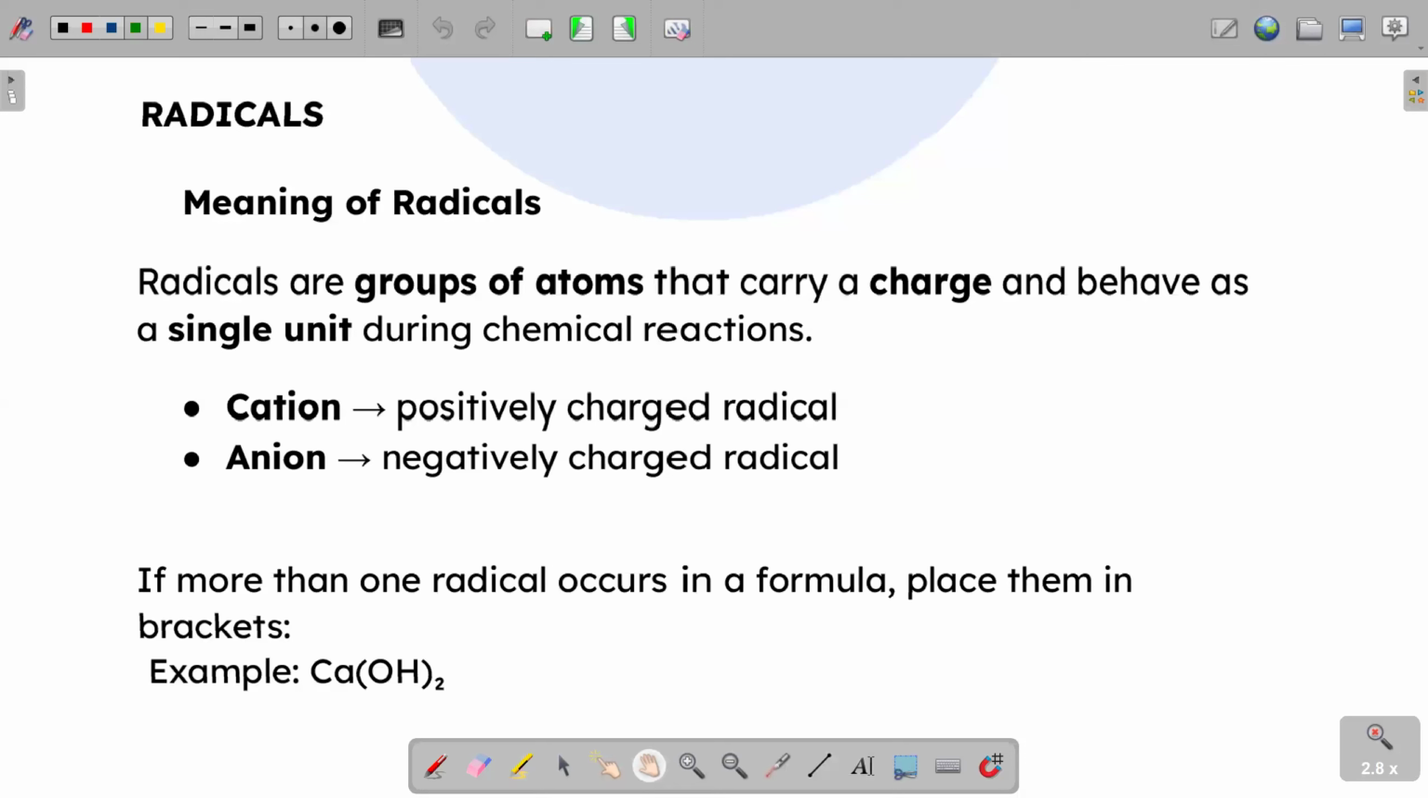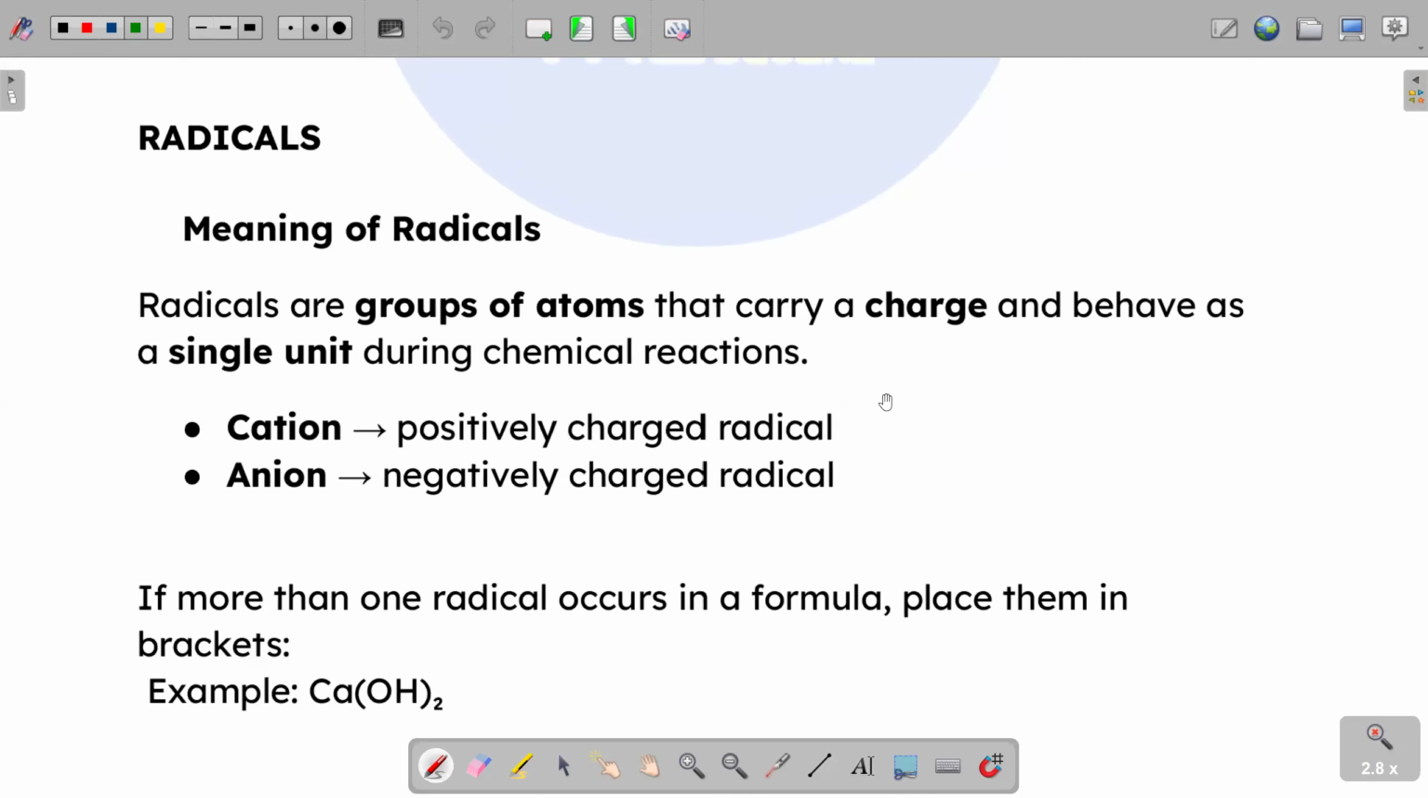So it is possible for some group of atoms to carry a positive charge. In that case, they're regarded as cations. In the case where they carry a negative charge, they are regarded as anions. But that does not necessarily mean that it has to always be a group of atoms. There are some species that are not a group of atoms that still have charges. For example, sodium, Na+, is a cation.